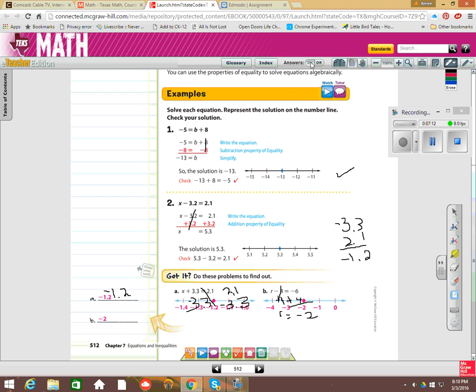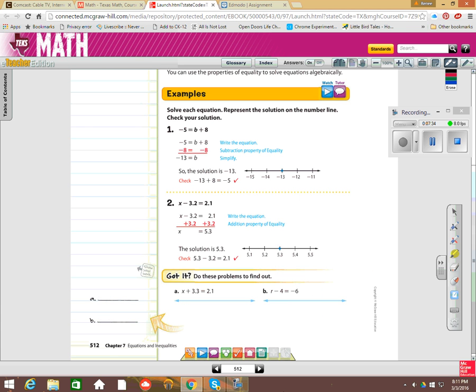So we can look at the answer. The first one is negative 1.2 for A and negative 2 for B. Let me erase so you can see the number line. They just made a number line at 1.2, 1.3, 1.4. Number lines don't have to start at 0. Just start at the number that you're working with.